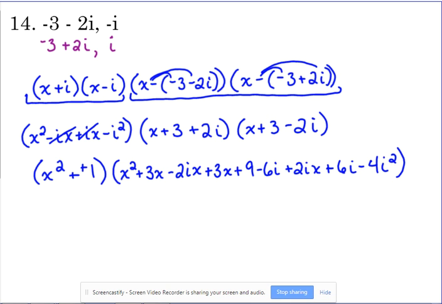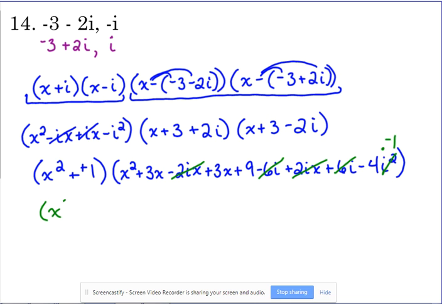Okay, so there's a lot of terms in there. Hopefully some things cancel out, and they do. -2ix and positive 2ix cancel out. -6i plus 6i cancel out. Those are the only things that cancel, but then we're going to be able to simplify some stuff. At the end, the -4i squared: i squared is -1, so that's really -4 times -1.